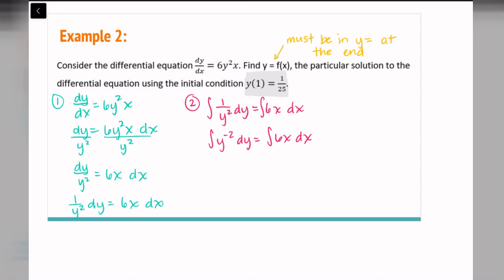Okay, so now that I have it all written better, let's take our antiderivative. So I'm going to add 1 to the exponent, divide by my new exponent, add 1 to the exponent, divide by my new exponent. And don't forget your plus c. Okay, let's make it a little prettier. I'm going to pull this y to the negative 1 down to the denominator, and I'm actually going to pull my negative sign out in front.